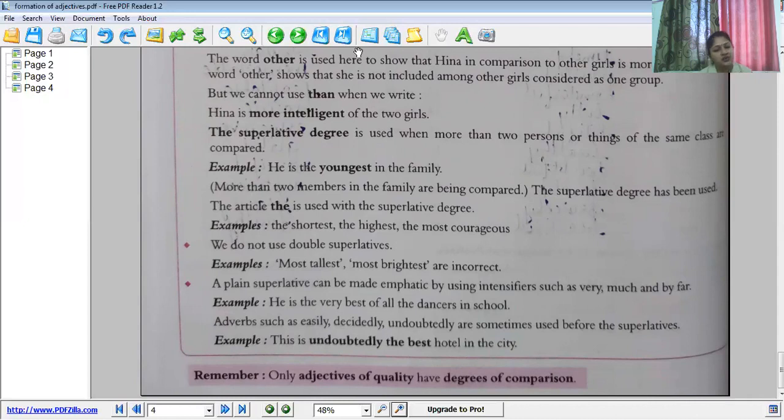Coming to the last section, what do we have to remember, children? Only adjectives of quality have degrees of comparison. Okay, children? Only adjectives of quality have degrees of comparison. That is why it is highlighted over there. Okay, not all adjectives.